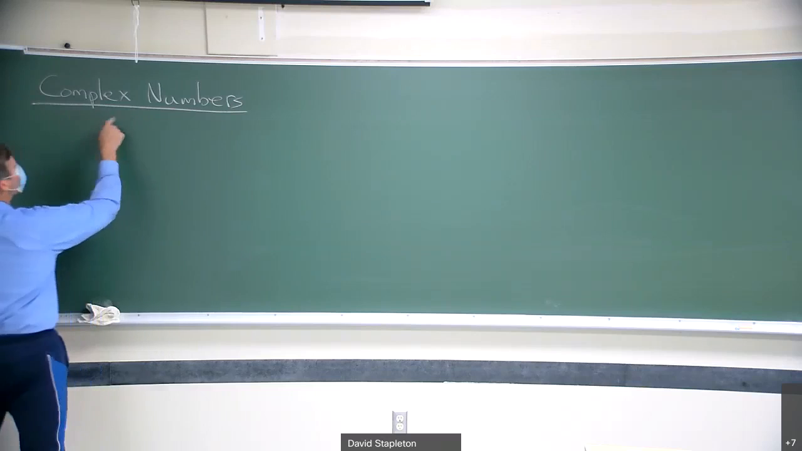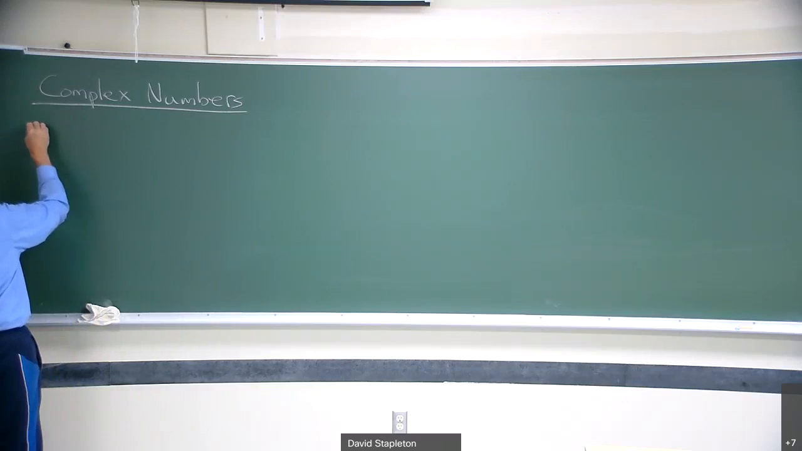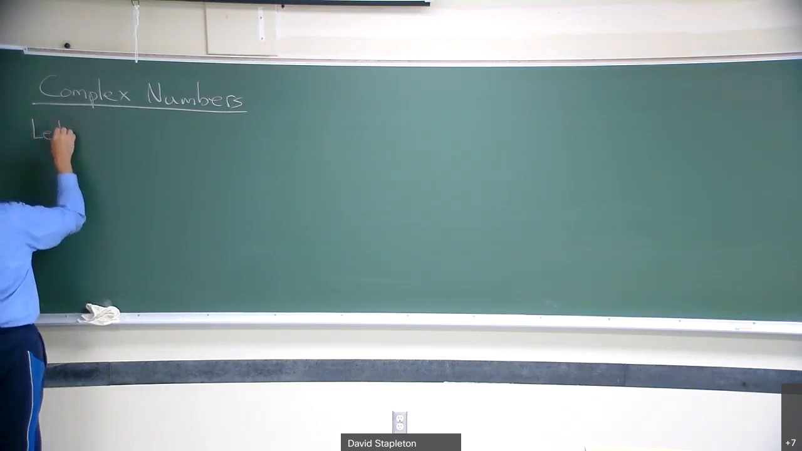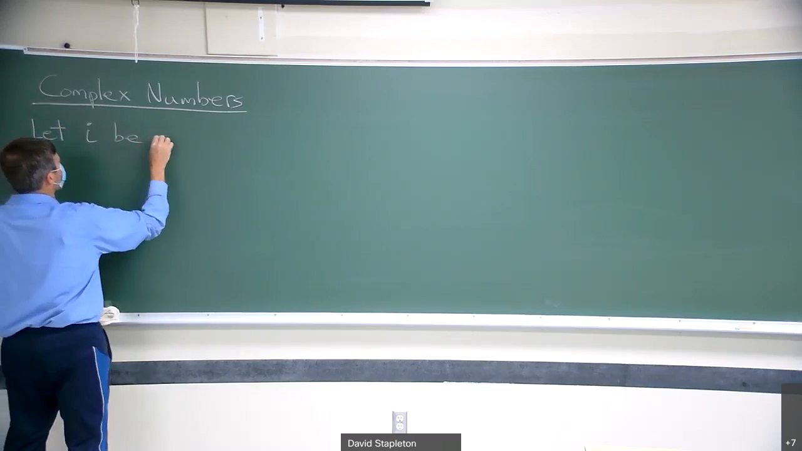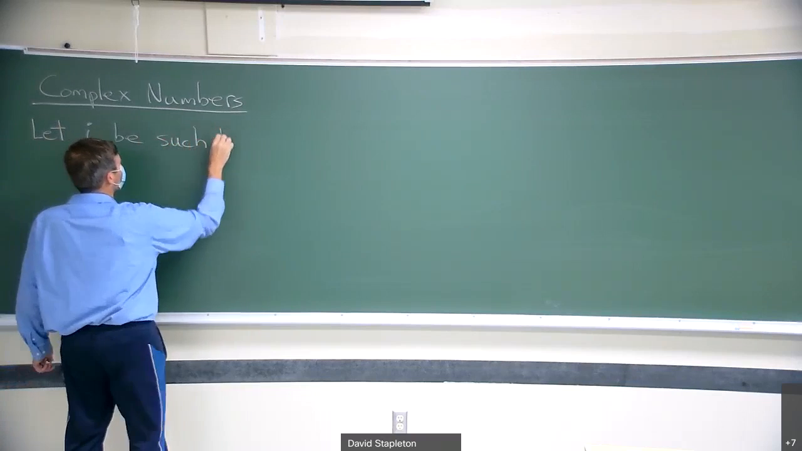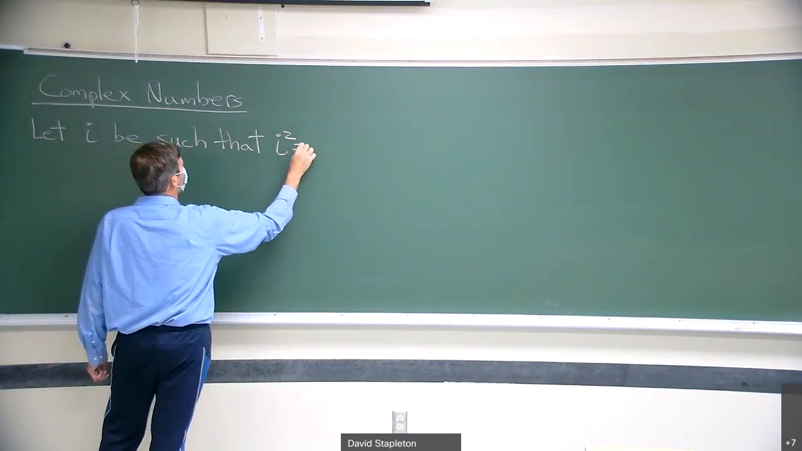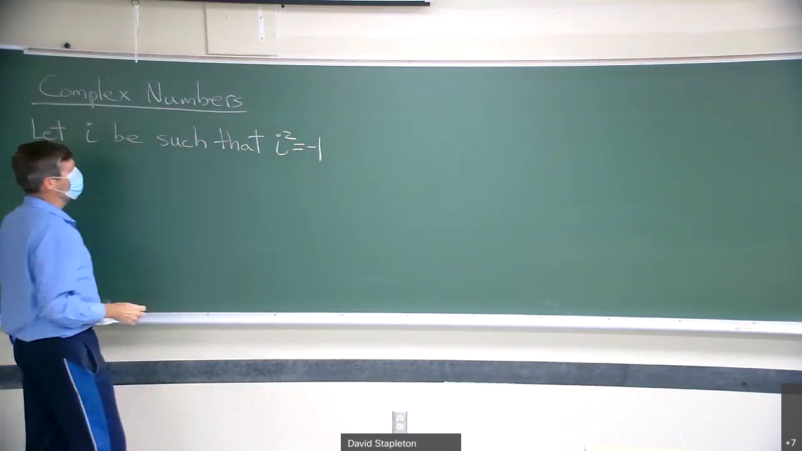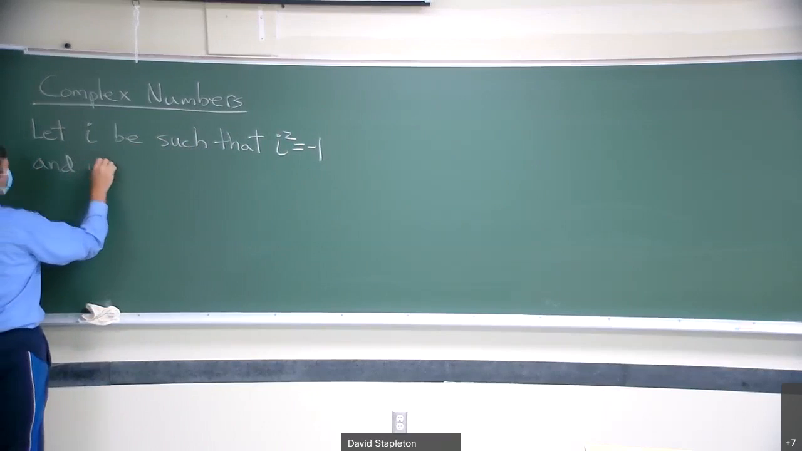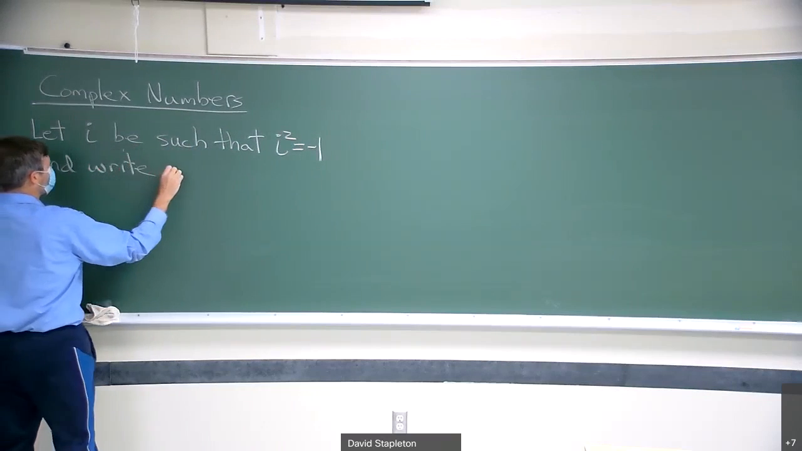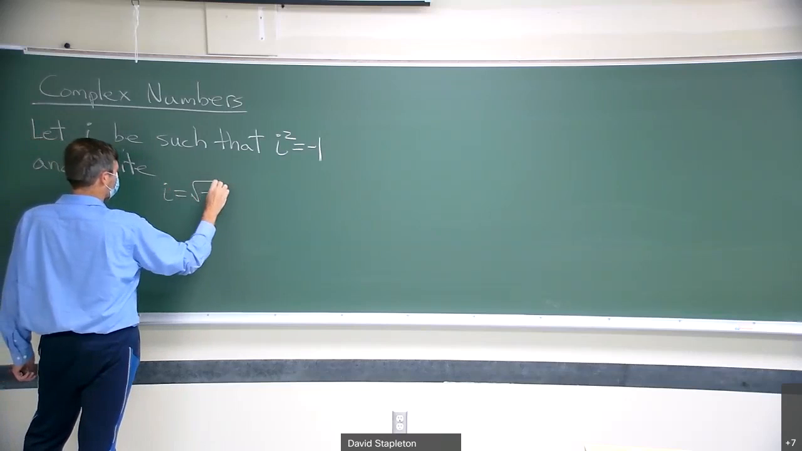Anyway. Complex numbers are this, and we let I be a number such that I squared is equal to minus 1. We call it the imaginary unit. And since its square is minus 1, we'll write that I is the square root of minus 1.